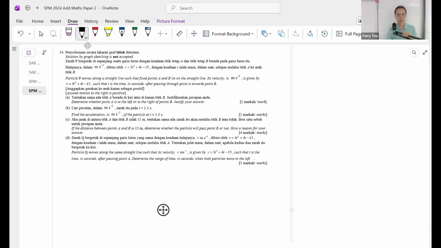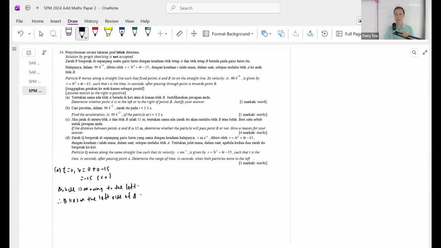We just find the initial velocity. So when t equals 0, what's your velocity? You put 0 inside. 0 plus 4 times 0 minus 15. V is negative 15. So if your V is negative, means what? It's moving to the left, right? So the particle, v is less than 0, is moving to the left. Therefore, B lies on the left side of A. That's all. Right? That's part A.